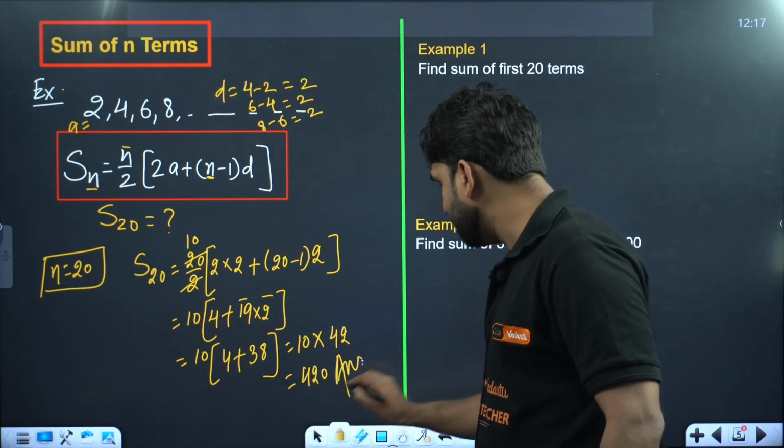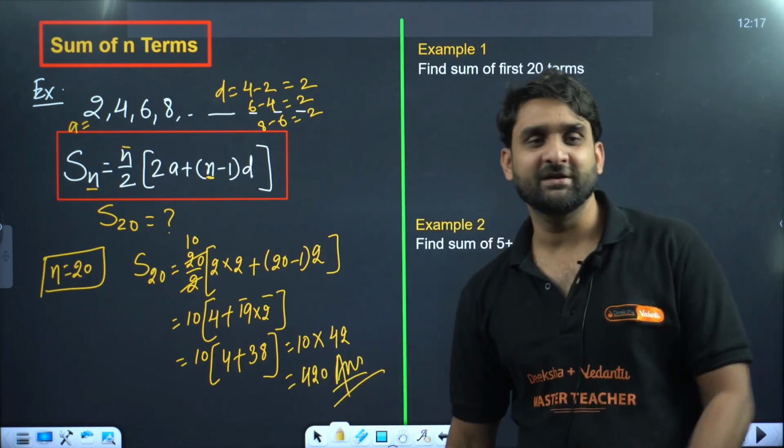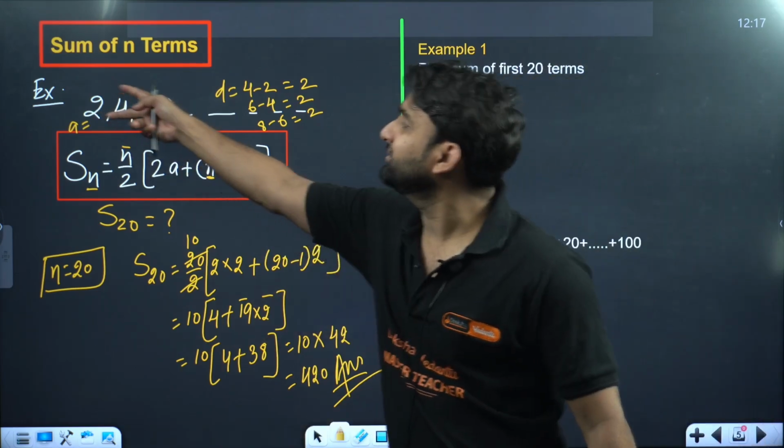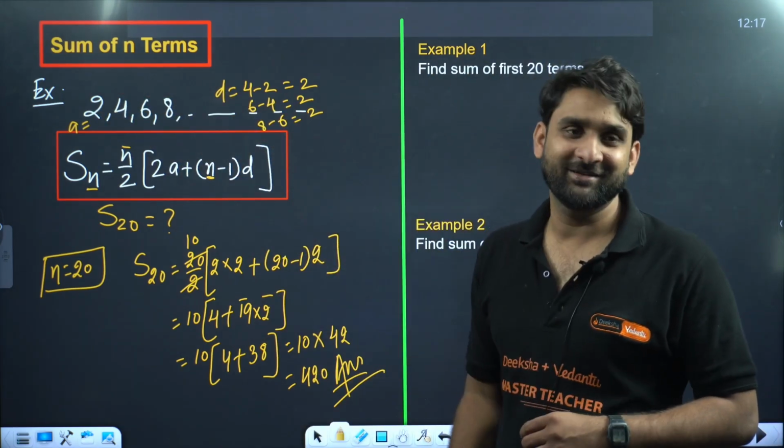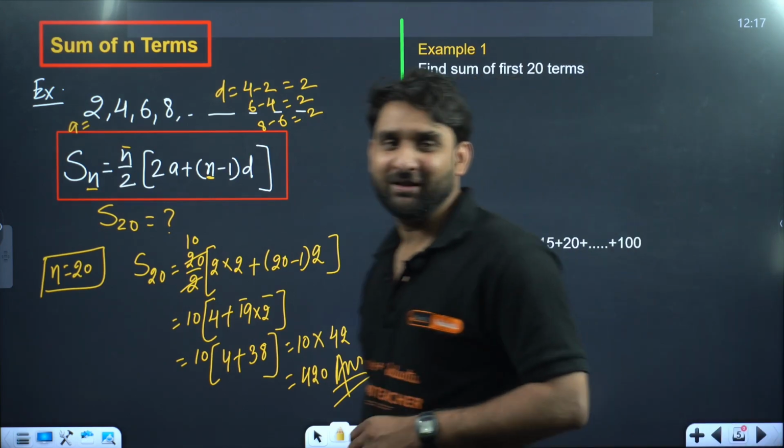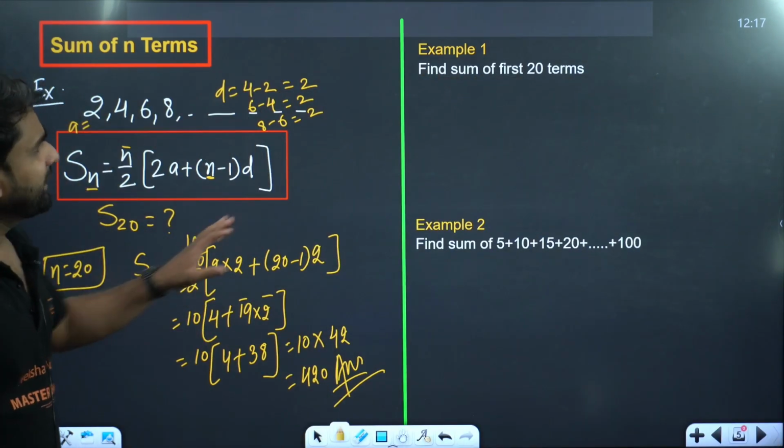Wow, this is the answer. 420 is the answer. So the sum of 20 terms of this AP will be 420. You can also go to the long method if you want, the kid method. Okay, look at the question.